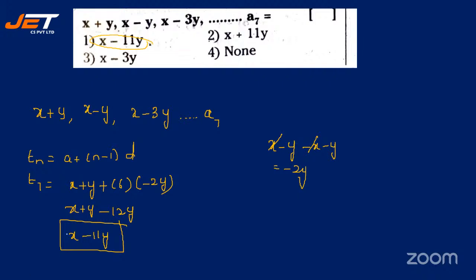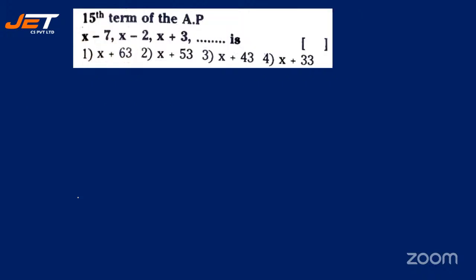All right, so hope you all are following this. Let's move on to the next sum. 15th term of an AP. What is it they're asking? 15th term. Before that, 1000 times you should write the formula. There's nothing wrong, because you will get it by heart. So A plus n minus 1 into D.